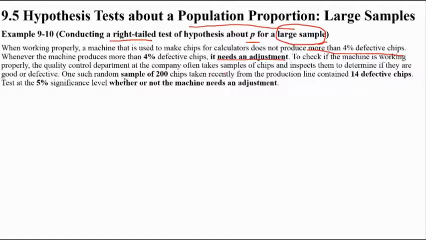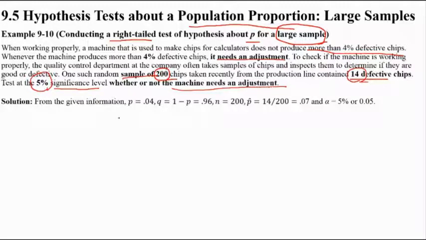So the sample is 200 chips, with 14 defective chips. So 14 over 200 will be the sample proportion. The significance level is 5%. Whether or not the machine needs adjustment. All right, so let me write down the information.